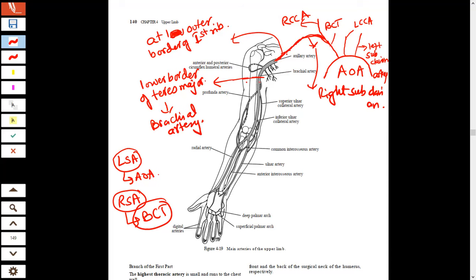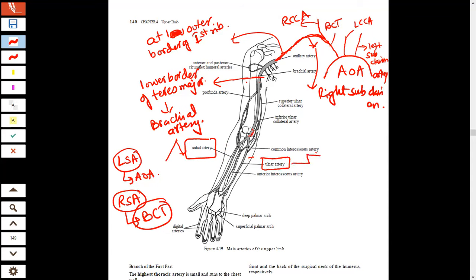The subclavian artery is going to become the axillary artery at the outer border of the first rib. Okay, so here there will be the first rib, and from its outer border, it will become the axillary artery. This axillary artery will go downward, and when it reaches the lower border of the teres major muscle, it will become your brachial artery. This brachial artery will now divide into two arteries. On the thumb side, it will be the radial artery. On the medial side, it will be your ulnar artery.